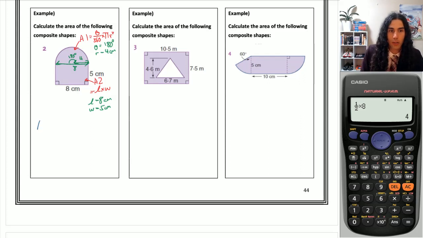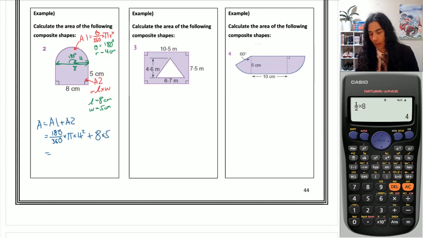So area equals A1 plus A2, and it's 180 on 360 times pi times 4 squared, pi r squared, plus the length times the width, 8 by 5. That's going to be messy. I can tell you what it's roughly going to be. Because 4 squared is 16. Pi is just over 3. 3 times 16 is 48. So that's going to be about 50.